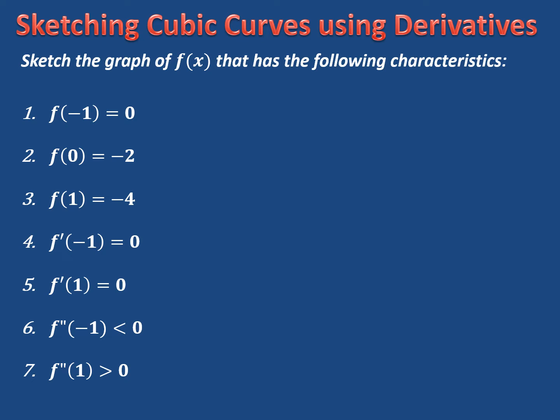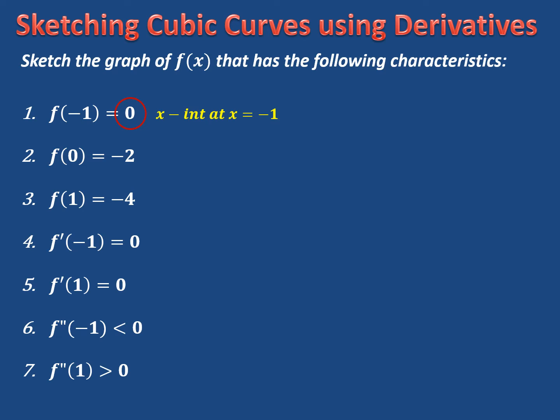We are going to sketch a cubic curve using a certain set of characteristics, and we just need to decide what each characteristic actually means. So if I look at point number 1, it says f of minus 1 is equal to 0. So what I notice is the y value is 0, which means we have an x-intercept at x equals minus 1.